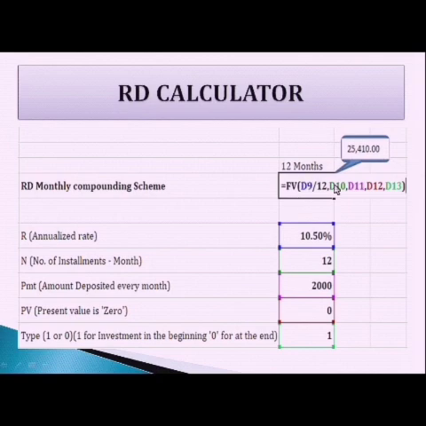FV means future value. Is equal to FV, open the bracket, select the annualized rate of interest, divide by 12 as it is compounding monthly. Number of installments, then select the recurring investment amount, then provide present value as 0. Then we can provide 1 on the assumption that all investments are made at the beginning of every month. Then close the bracket and enter, you will get the result. You can also change the particulars. It quite depends upon your scheme.